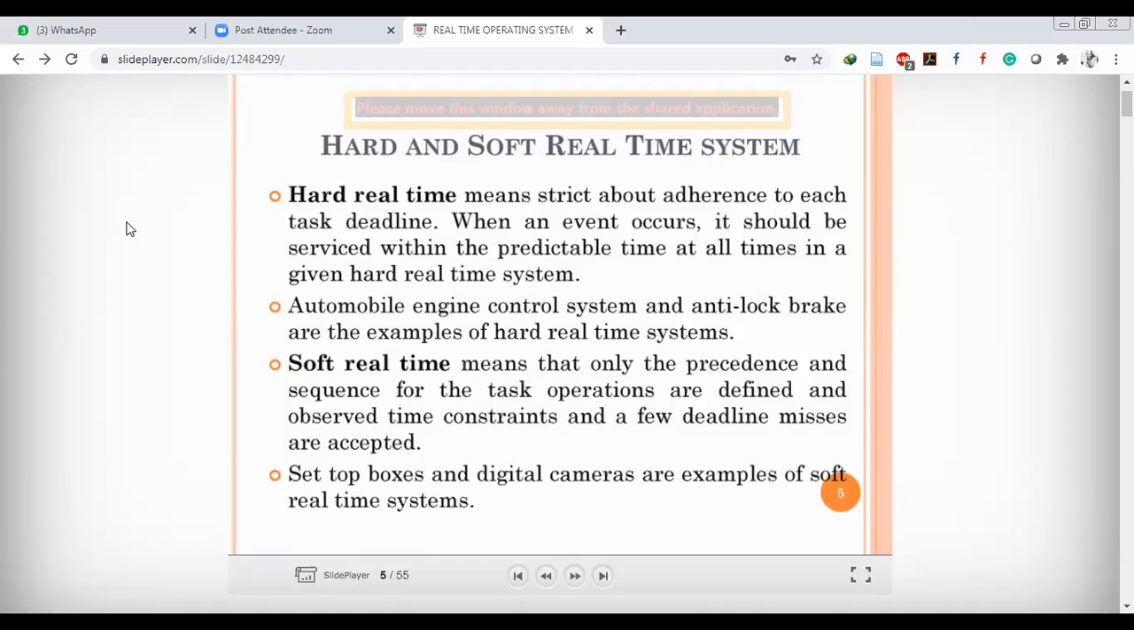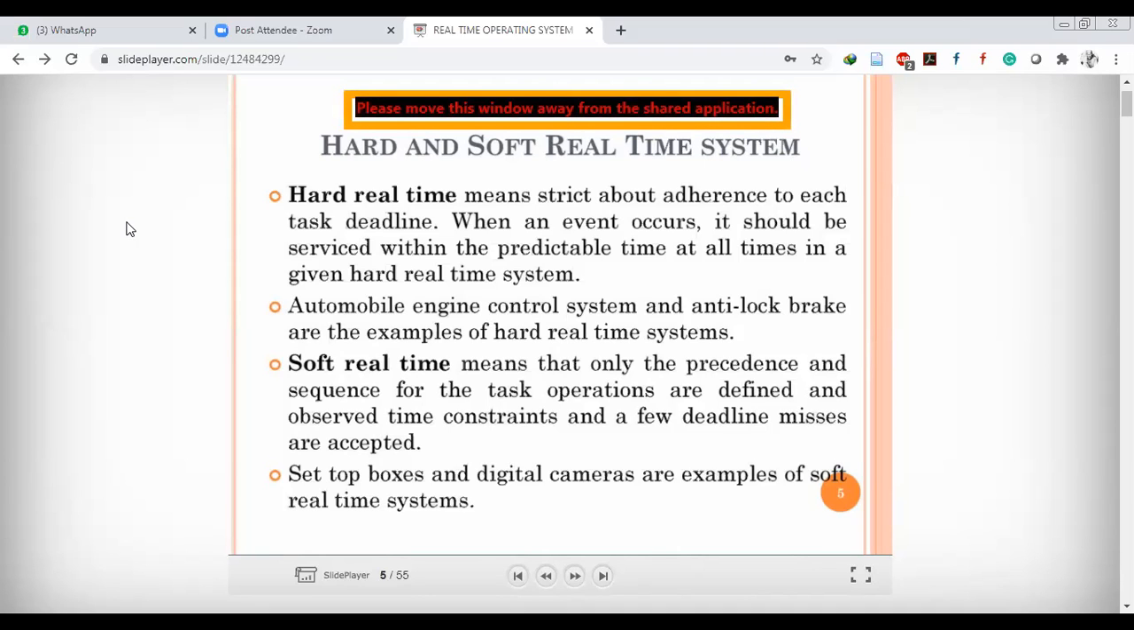And next one is the soft real-time systems. What is a soft real-time system? It means that only the precedence and sequence for the task operations are to be defined and time constraints observed, and a few deadline misses are accepted. Underline this point: a few deadline misses are accepted. A soft real-time system may accept a few deadline misses, whereas a hard real-time system never accepts deadline misses. That is the key difference between hard real-time and soft real-time systems.